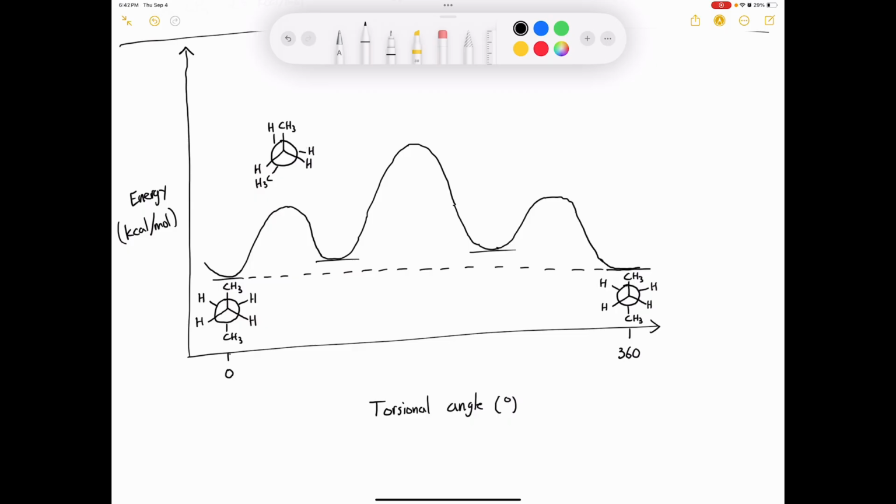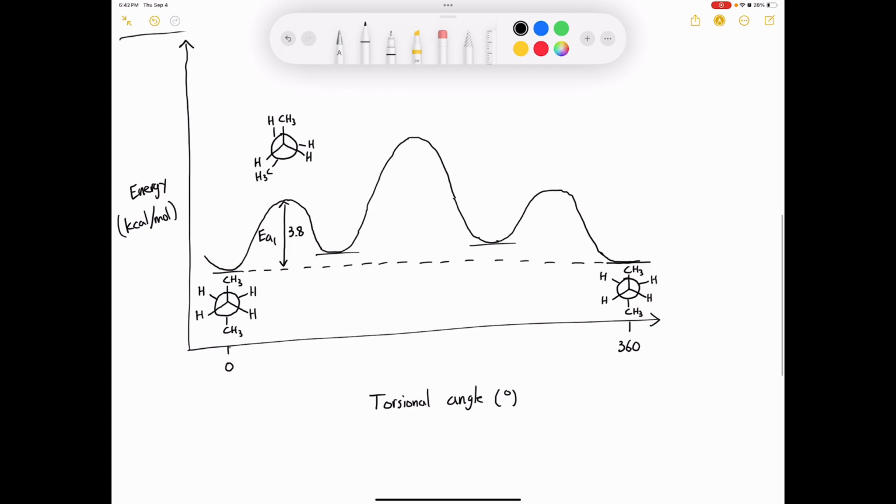Like so. So the height of this peak, this is going to be activation energy 1. So the amount of energy it takes to achieve this rotation, this is 3.8. And the units here are in kcal per mole. Okay? So once we rotate, get to the eclipse conformation, it requires a bit of energy to do this. And then once it rotates again, another 60 degrees. Now we'll go another 60 to 120.